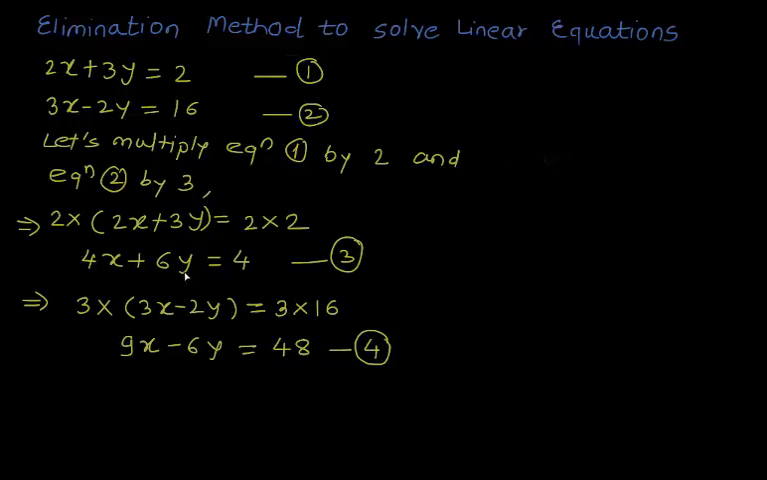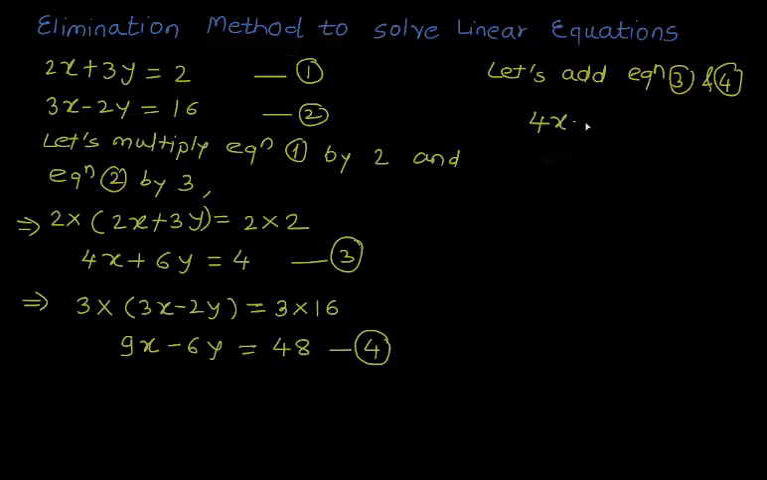Now if you look at equation 3 and 4, we can see that there is a common term 6y in both the equations. However, their signs are different. To cancel out the y term, we have to add equation 3 and 4. So in the first example, we subtracted one equation from another. In this case, we are adding the two equations to eliminate the variable.